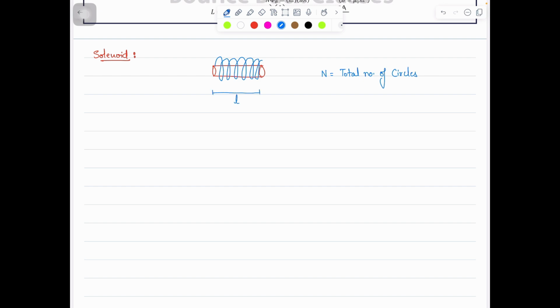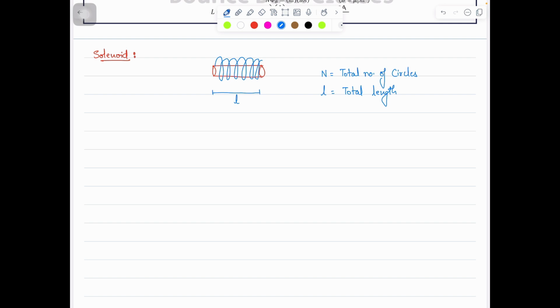I'll make it a little bit big. So what is a solenoid? Let's say this is a piece of iron, and there are lots of wires wound around it like this. There are three things you need to understand. Capital N, the total number of rounds, the total number of circles. Let's say this is your length, L. So L is the total length.